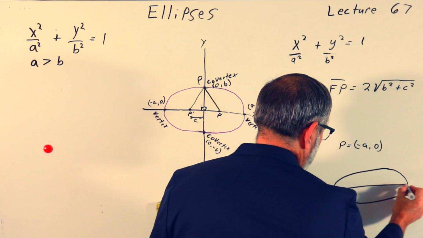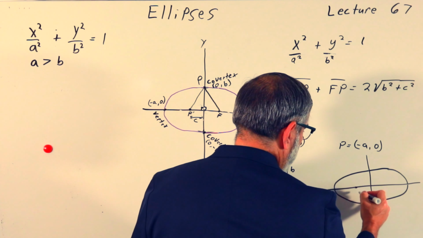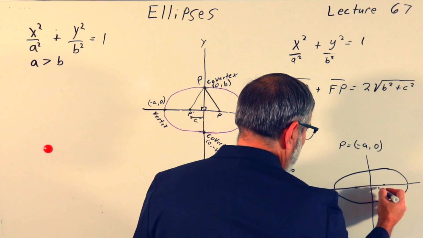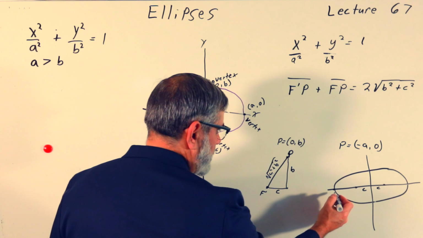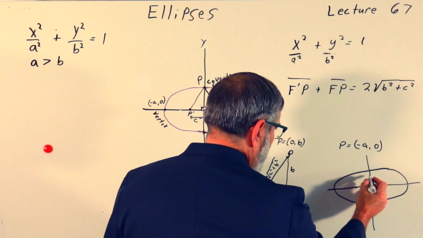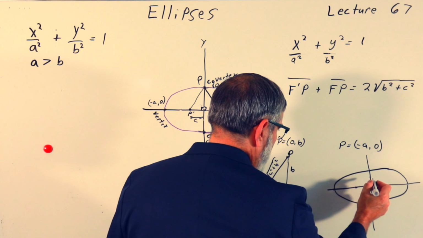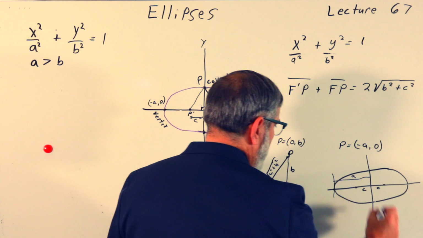Here's my ellipse. Here's this point F prime, and this is the point F. This distance is C, this distance is C. This point where P is now is at minus A. So this is a distance of A, right? From here to here, this is the distance A.